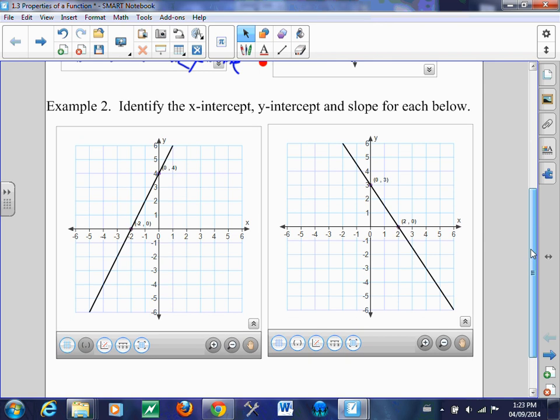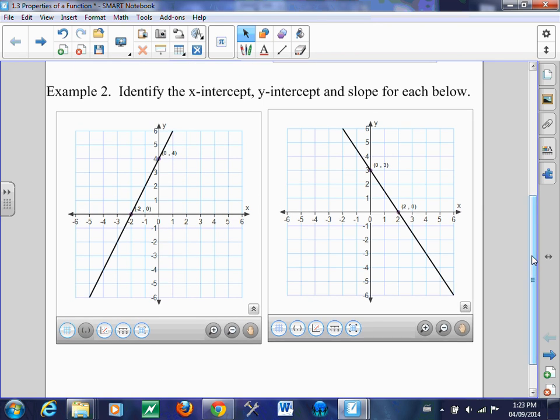gym now. All right, take a look at example 2, a different thing we're taking a look at, totally different, because it applies more to the lesson today. Okay, identify the x-intercept, the y-intercept, and the slope.